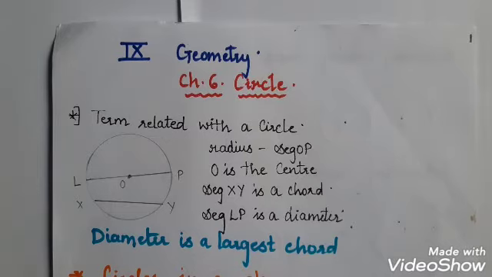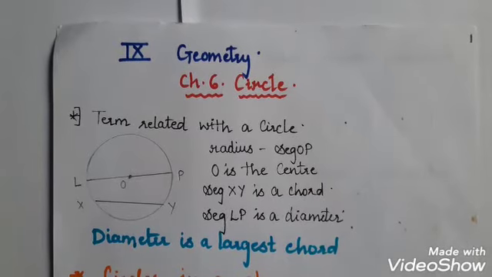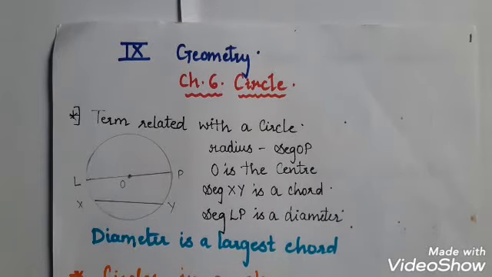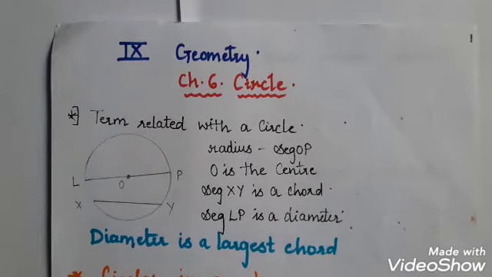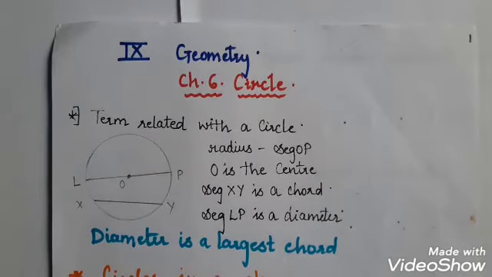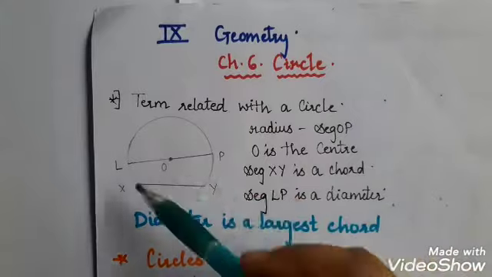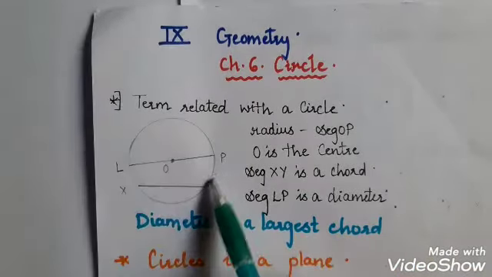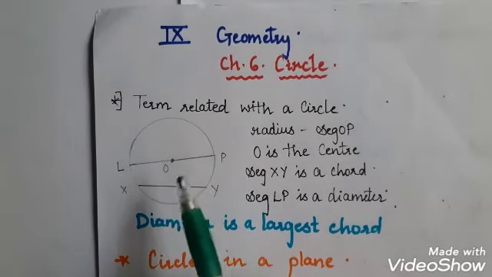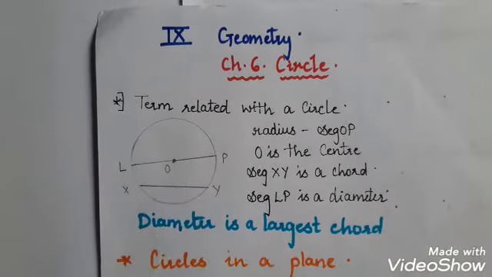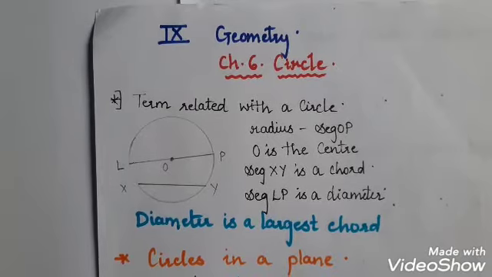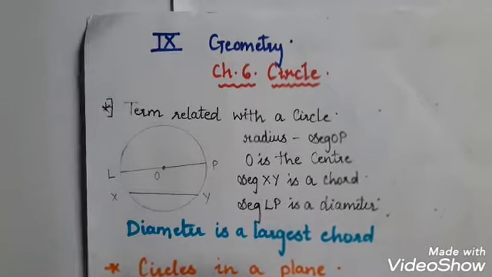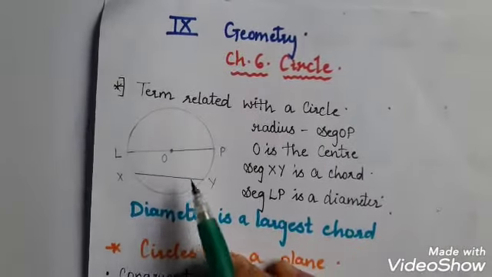Today we shall start with a new chapter, chapter number 6, circle. First, let us learn the basic terms related to circle. The first one is a radius. Now children, we can see a circle drawn on the paper. In the given circle, we are all familiar with the basic terms related to circle, that is center, radius, diameter and chord. Okay, so first, radius of a circle.